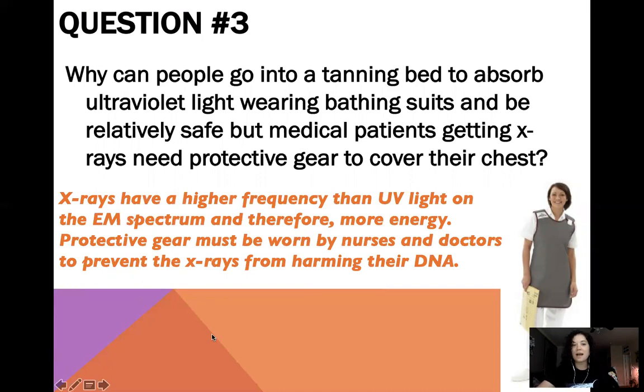All right, so here we go. X-rays have a higher frequency than UV light, right? If they've got a higher frequency, they've got more energy. That energy can actually harm the DNA within our cells. It can start causing mutations, it can cause damage, and we don't want that. So we wear protective gear to prevent against X-rays.